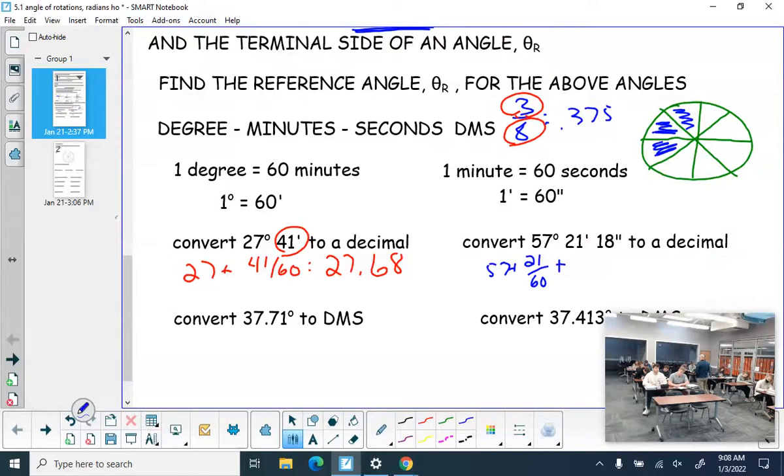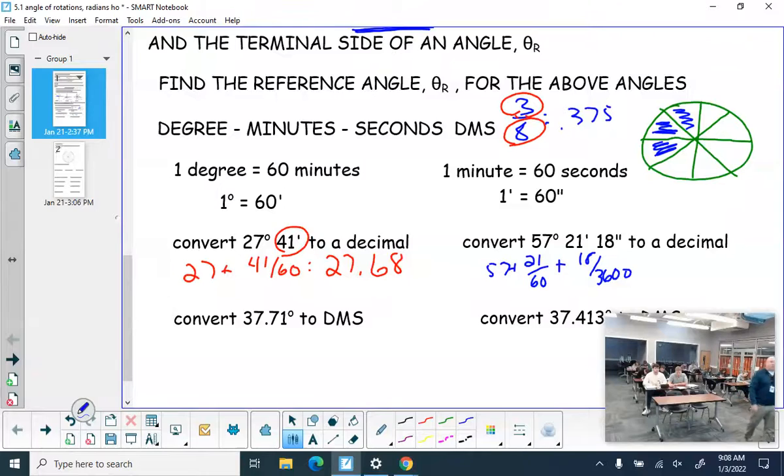What can we divide by to convert the seconds into a decimal? What could we divide by? Anybody? Yeah. Divide by 3,600. Because think about an hour. How many seconds are in an hour? Well, there's 60 minutes in an hour, and then there's 60 seconds within each minute. So I can take the 60 times the 60 and divide by 3,600.